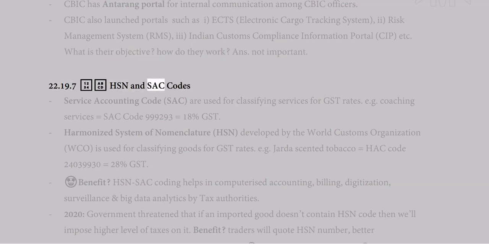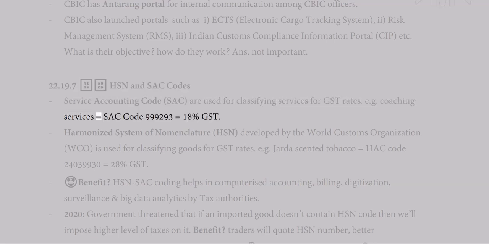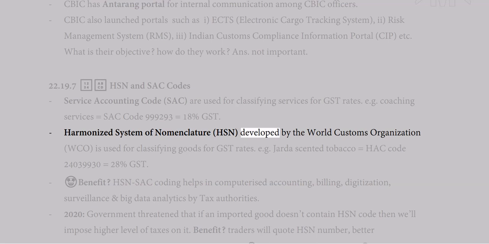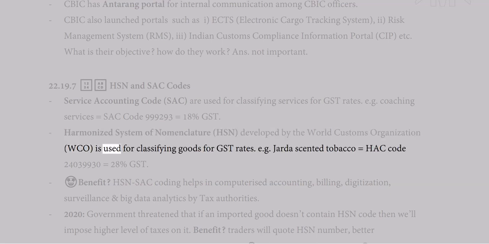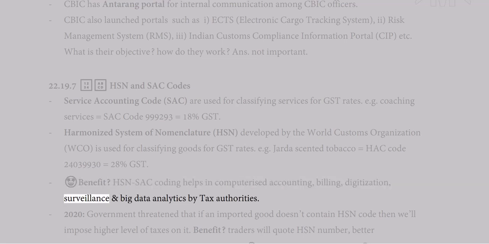2.19.7 HSN and SAC codes. Service Accounting Codes, SAC, are used for classifying services for GST rates, e.g. coaching services equals SAC code 999293 equals 18% GST. The Harmonized System of Nomenclature, HSN, developed by the World Customs Organization, WCO, is used for classifying goods for GST rates, e.g. zarda scented tobacco equals HSN code 240399930 equals 28% GST. Benefit? HSN and SAC coding helps in computerized accounting, billing, digitization, surveillance and big data analytics by tax authorities.